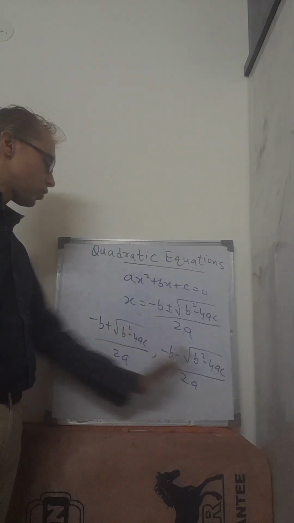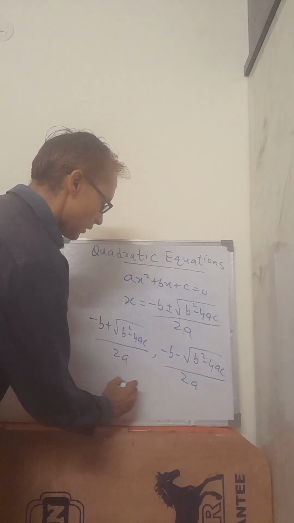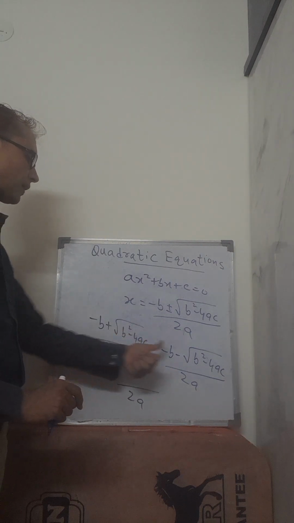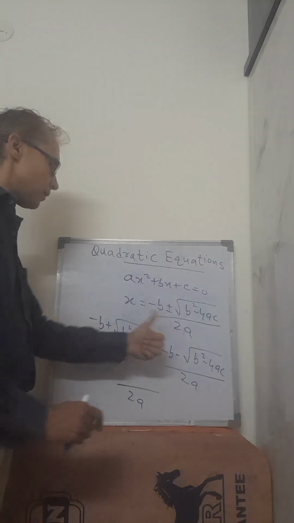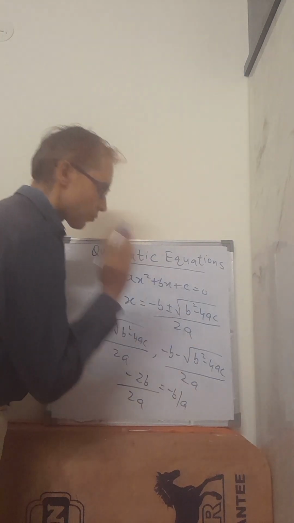And if you add both of them, the sum of the roots, then you know that LCM will be 2a. So when you add them, root of b square minus 4ac cancels out, and minus b becomes minus 2b. So that becomes minus b by a, right?